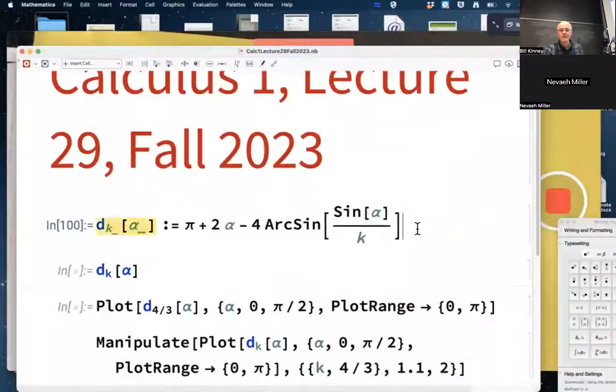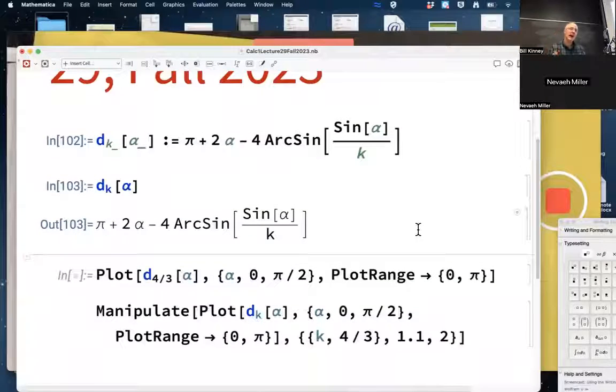So here I've entered the function again. It's a function of alpha. K is really a parameter. This is really a family of functions, just like we talked about. Was that on Monday or last week? I forgot. For families of functions, one function for each value of K.